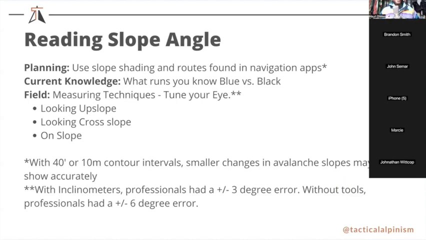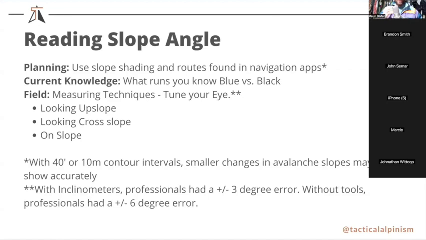Second is current knowledge. So a blue run is often going to be about 25 or so degrees. A black run is going to be somewhere between 25 and 30. Once you get into 35, 40, now we're talking really steep double black runs. And you might hear people talk about a 50-degree run. Well, if you're on a 50-degree run, that is really steep. Most people never see something that steep. It is steep enough that typically your hip is just about against the snow.